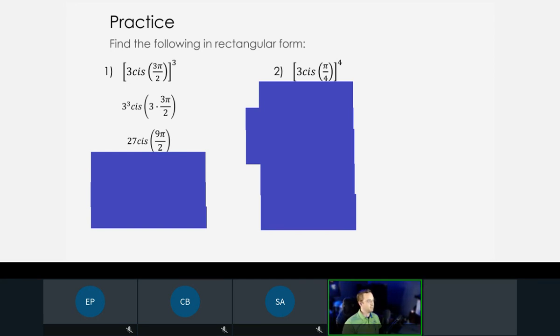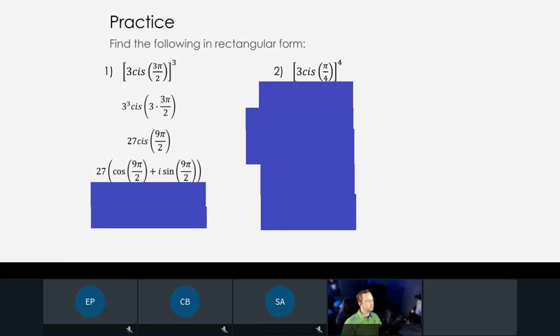So there's the answer. And now we have to convert it into rectangular form. So I'm going to write it in expanded form first. And now we just do the parts.